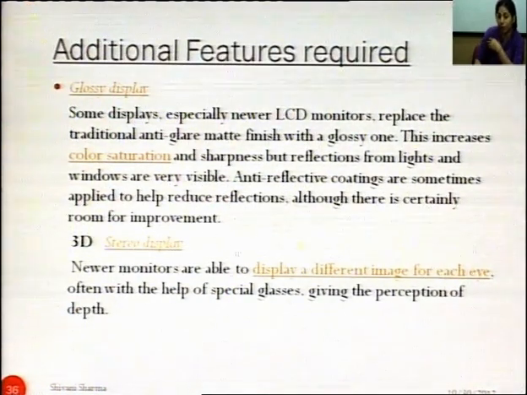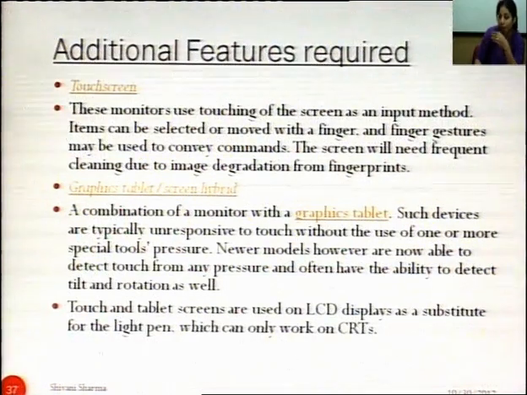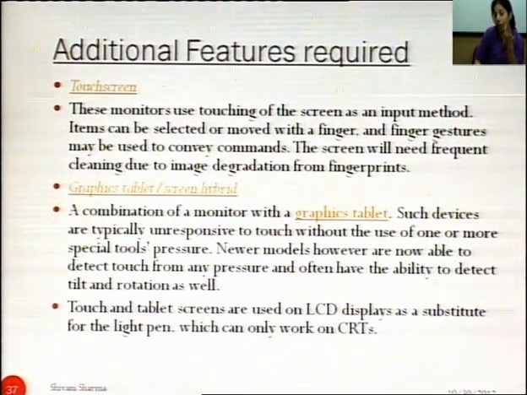In an LCD display, as we have discussed, we can add a glossy display, we can have a stereo display also, and a touch screen feature, graphic tablets and screen hybrid, and future upgradation we can add. These are the manufacturers: Acer, AOC, BenQ, LG, NEC, Philips, Samsung. These are the various manufacturers of various monitors.